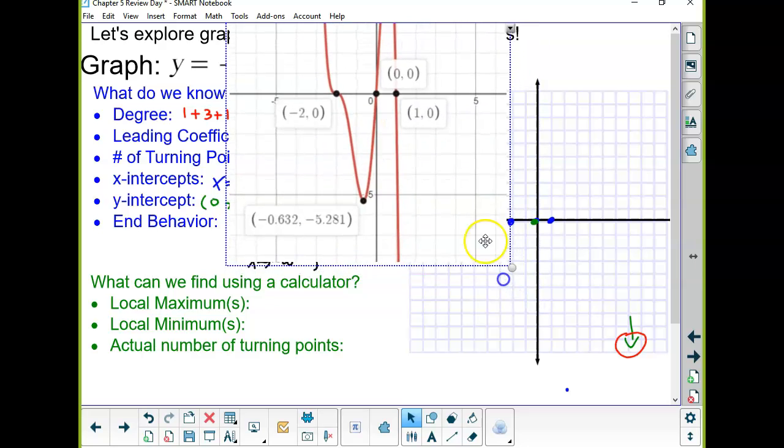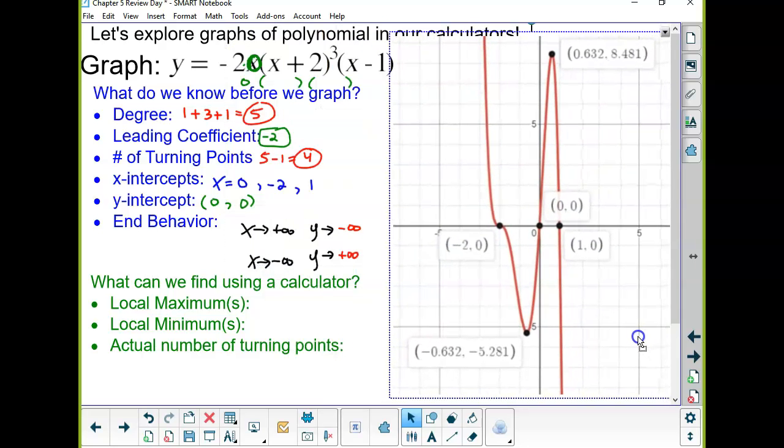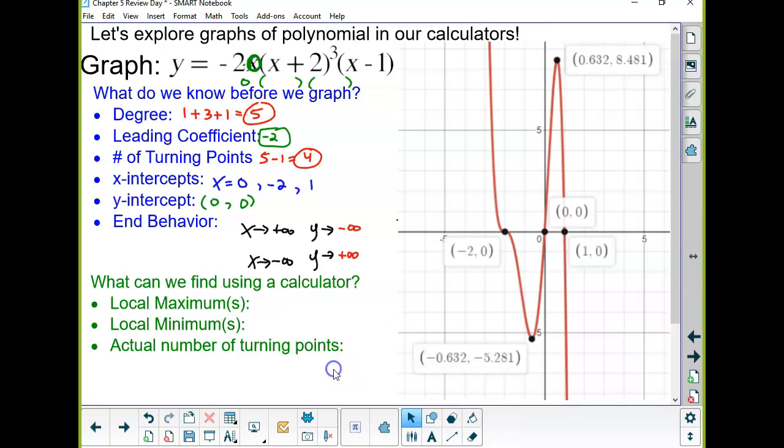So this should give you some feedback as to if you had the right points. Let's look at the max and min and see if you found those correctly. You should have a maximum at the point 0.632, 8.481. And then your minimum should be right here at negative 6.32, negative 5.281.